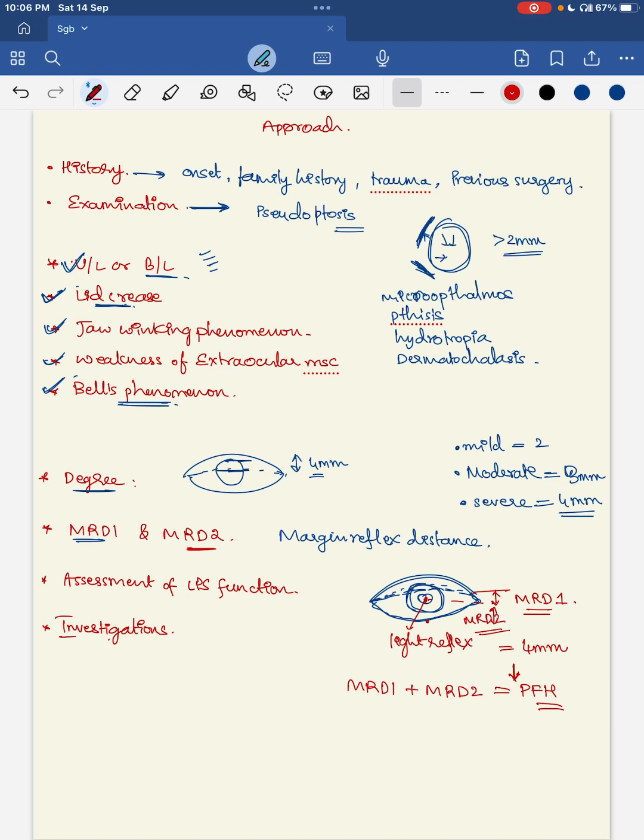Okay. Next is assessment of LPS function. Levator palpebrae superioris function is assessed by something called Berg's test.